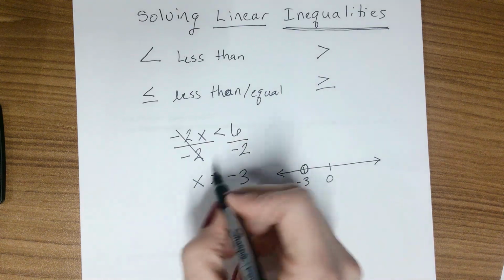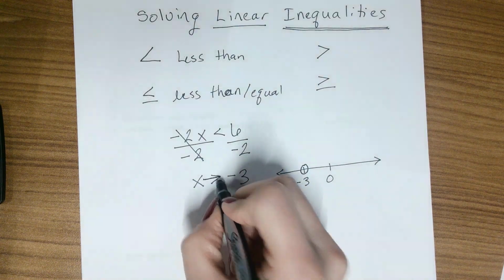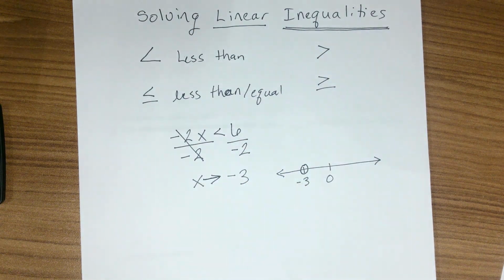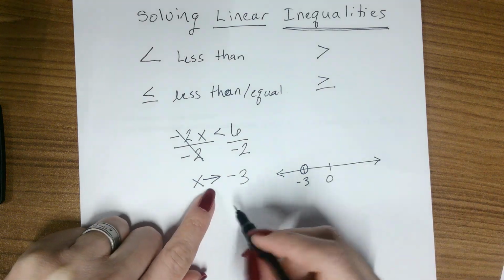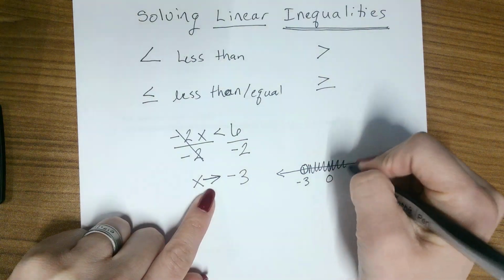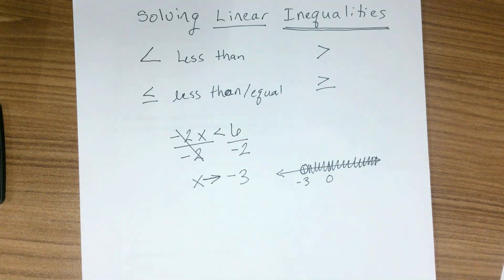And the values greater than negative 3 on a number line will be to the right of it, or there is a little shortcut. If I draw a line in the inequality symbol, it now becomes an arrow showing me which direction to shade, so I'll be shading to the right. So there's the number line representation.